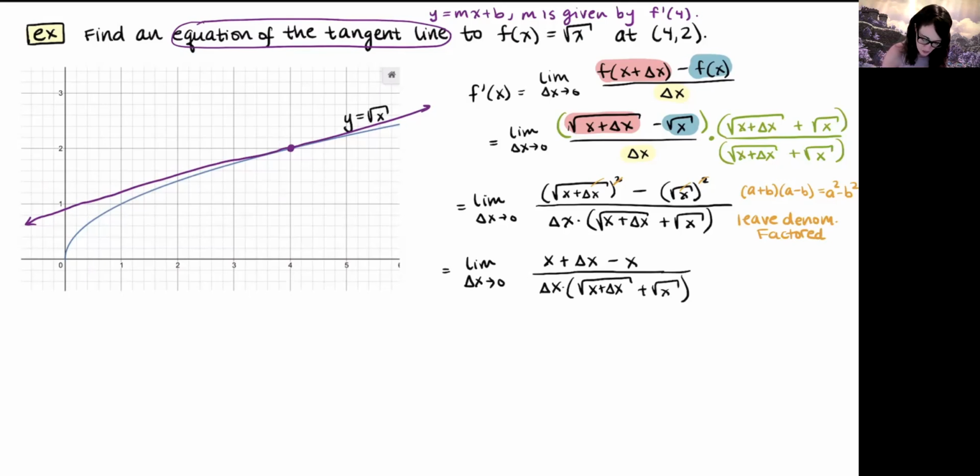In the numerator, we've got x minus x, so those add up to 0. What that leaves us in the numerator is a delta x. In the denominator, we still have delta x, and then that's times all of this stuff, the conjugate in parentheses.